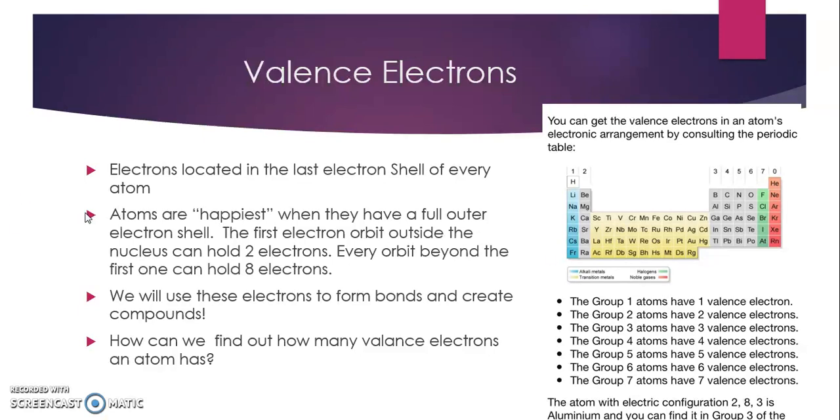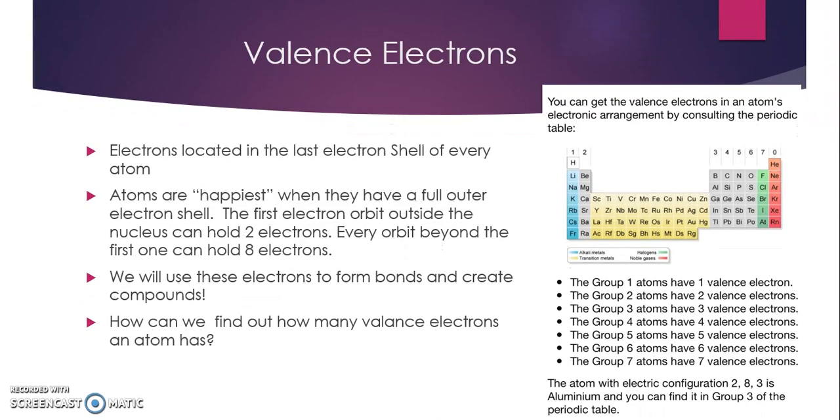Okay, so let's think about a few things. Electrons located in the last electron shell of every atom are what we call valence electrons. They're happiest when they have a full outer shell. The first orbit outside the nucleus can hold 2 electrons, and beyond that, every orbit can hold up to 8. These outer electrons, the valence electrons, are what we use to form bonds and create new compounds. So, as I just showed you, you can use your periodic table, group 1, group 2, group 3, group 4, 5, 6, 7, and 8 to find out how many valence electrons an element has.